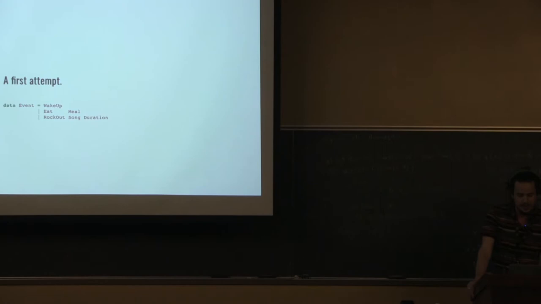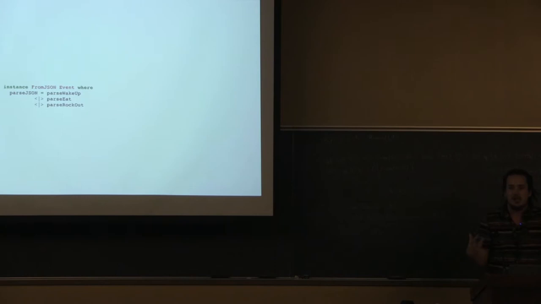If we want to be able to ingest these things through our API, we're using JSON, and so we need a FromJSON instance for these things. I can say I've got a FromJSON instance which says I know how to deserialize my event out of JSON, right? And the logic here is I'm going to try to parse it as a wake up thing. And if that fails, then I'll try to parse it as an eat thing. And if that fails, I'll try to parse it as a rock out thing. This is maybe a little naive, but this works, and I've seen this in production. People do write code that looks exactly like this.